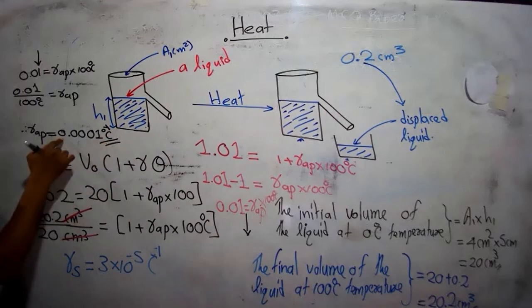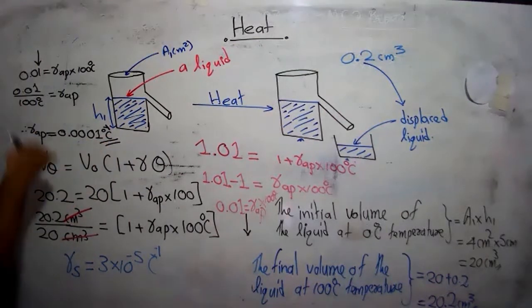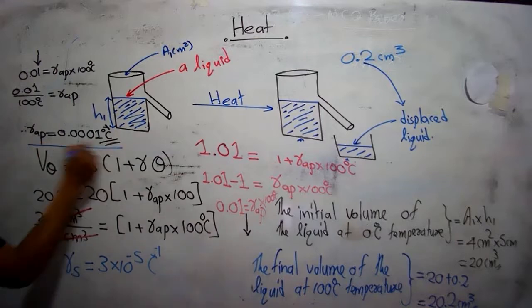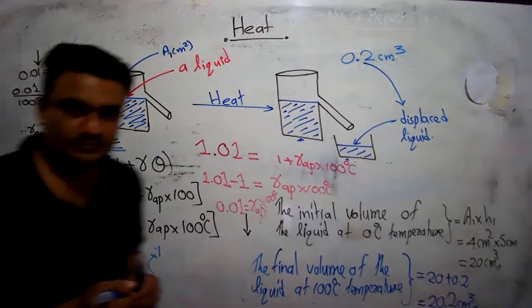So how many zeros should be there? Please correct it here. Please correct the mistake here. Please correct it. Sorry.